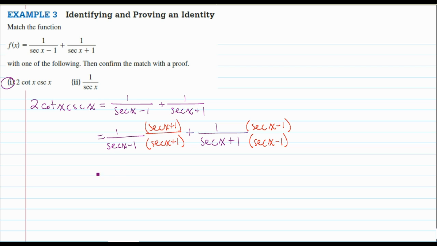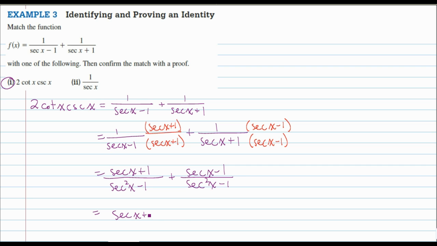Now I have in the numerator secant of x plus 1 all over what's going to be my common denominator, secant squared x minus 1, because a minus b times a plus b is a squared minus b squared, a difference of squares. Secant of x minus 1 in the second fraction, second term, also common denominator of secant squared x minus 1. Now since I have a common denominator, I can combine those numerators.